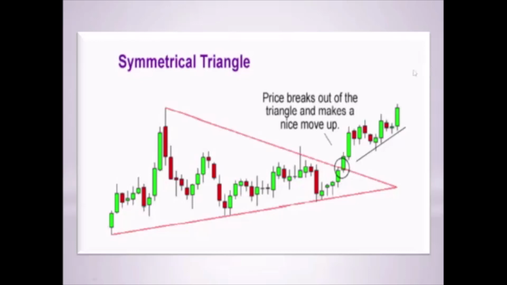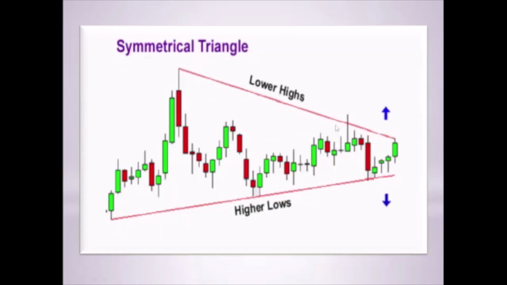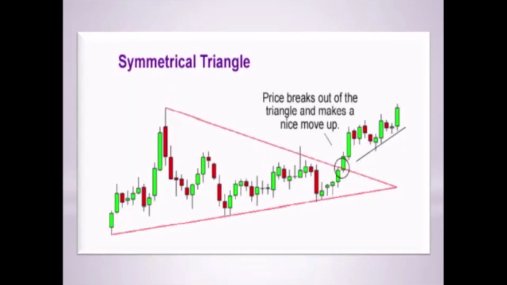Now here you could see on the screen, the price breaks out of the triangle and makes a nice move up. Looking at this diagram, you find that after some hours the market broke forth to the top side of the triangle. In this example, if we place an entry order above the slope of the lower highs, we would have been taken along for a nice ride up, isn't it?